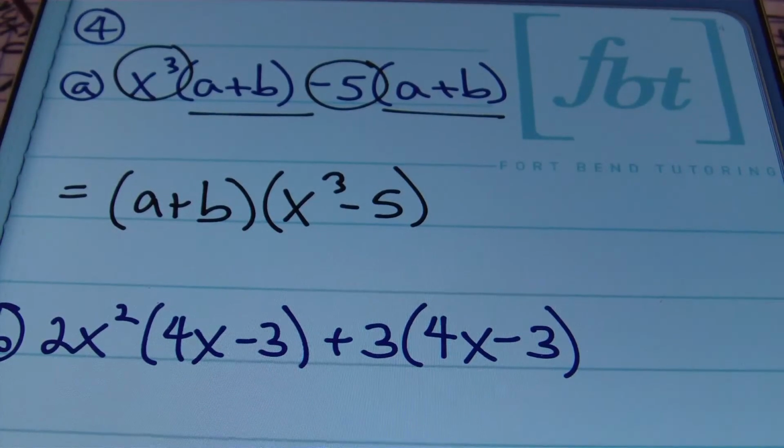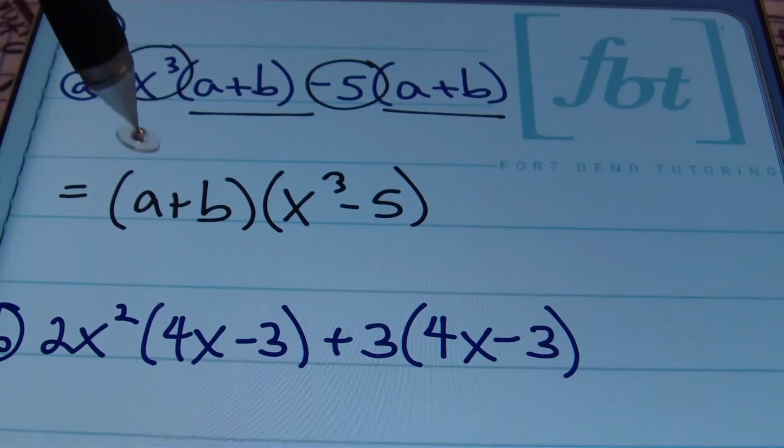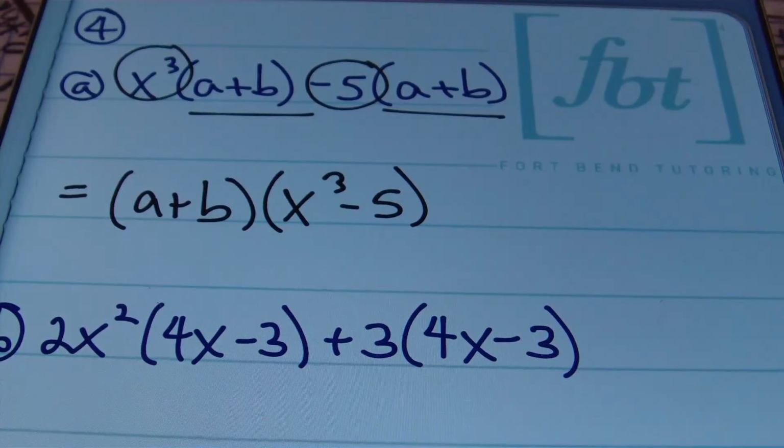That's it. So what happened, ladies and gentlemen? I recognized that first I had 2 terms, and then I recognized that a plus b is what those 2 terms had in common. So I'm factoring out a plus b as the GCF. Remember, the factoring process is division. So dividing away an a plus b from the first term left me with x cubed.